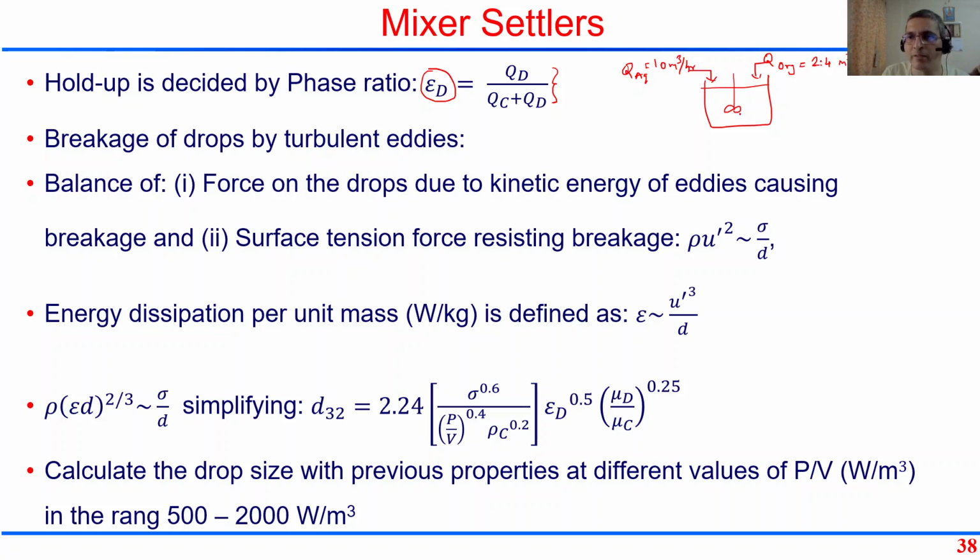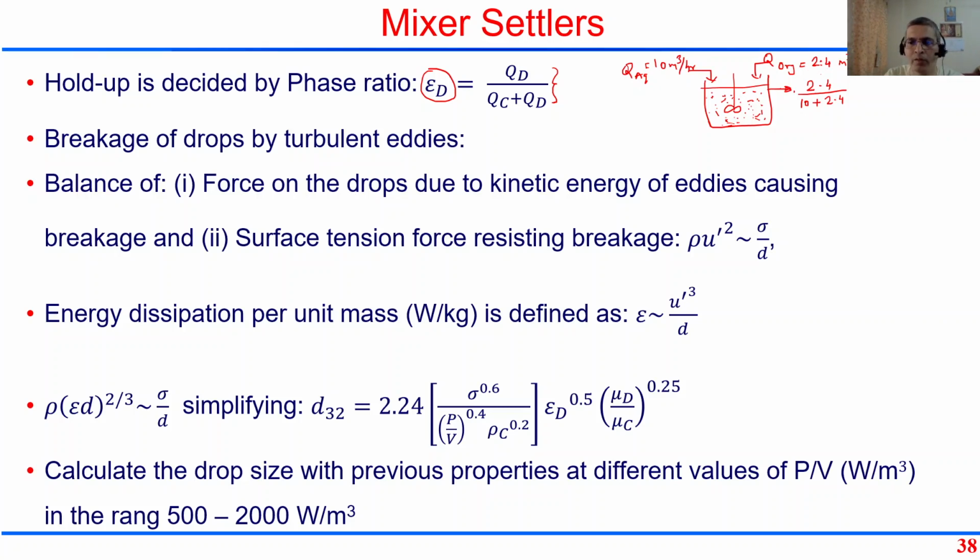Remember, it is well mixed, so the concentration of the drops everywhere should be the same as the concentration of drops that are going out. And what is going out now? Aqueous is going out at 10, organic is going out at 2.4. So the hold up inside the vessel and the hold up going out of the vessel is simply 2.4 divided by 10 plus 2.4. Is that okay with everybody?